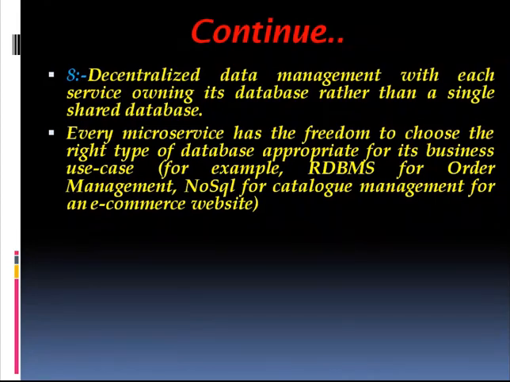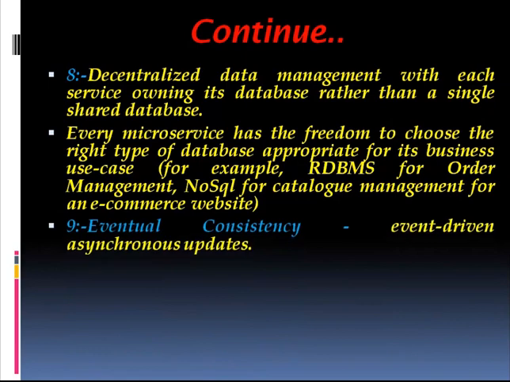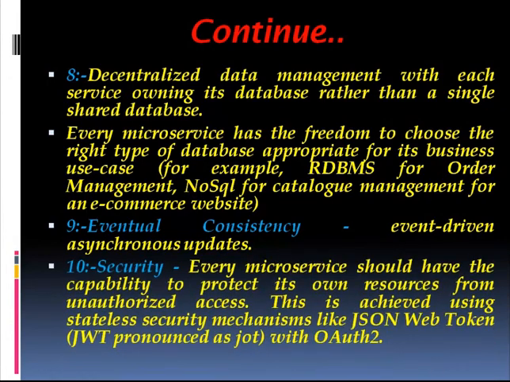Suppose an e-commerce website has two services: order management and catalog management. The catalog management can use a NoSQL database, and the order management can use any RDBMS, such as Oracle or MySQL, any relational database. That means each microservice can choose its own database. Another characteristic is eventual consistency, which means event-driven asynchronous updates.